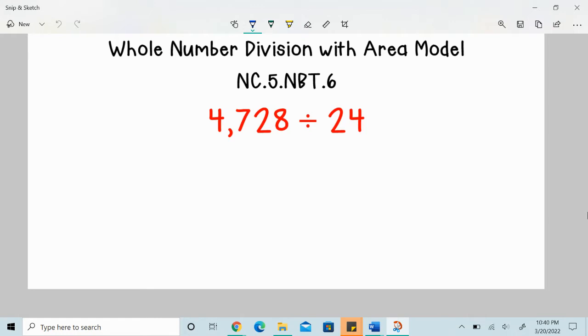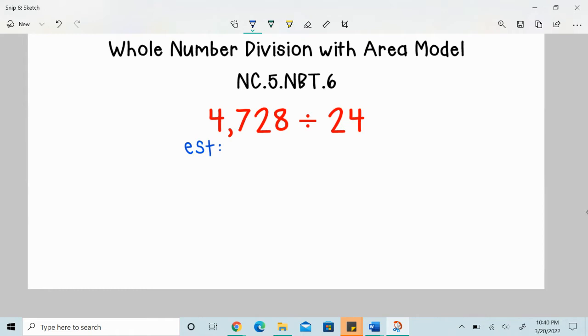So let's take a look at how we can use an area model to divide 4,728 by 24. Before we solve with the area model, it will be helpful to estimate so that we can determine if our final quotient is reasonable. When I'm estimating with division, it's helpful to think about the dividend in terms of a friendly number that's kind of related to our divisor.